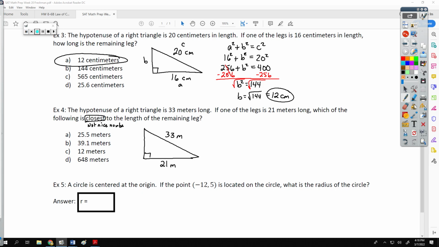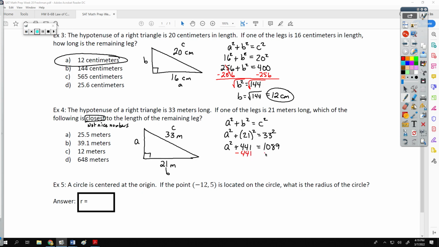But that's okay. We just simply do what we've been doing. We mark our legs as A and B, we mark our hypotenuse as C, and we run the Pythagorean theorem. A squared plus B squared equals C squared. So that's a squared plus 21 squared equals 33 squared. Use your calculator to do 21 squared, which is 441, and 33 squared, which is 1089. Then solve for that leg.